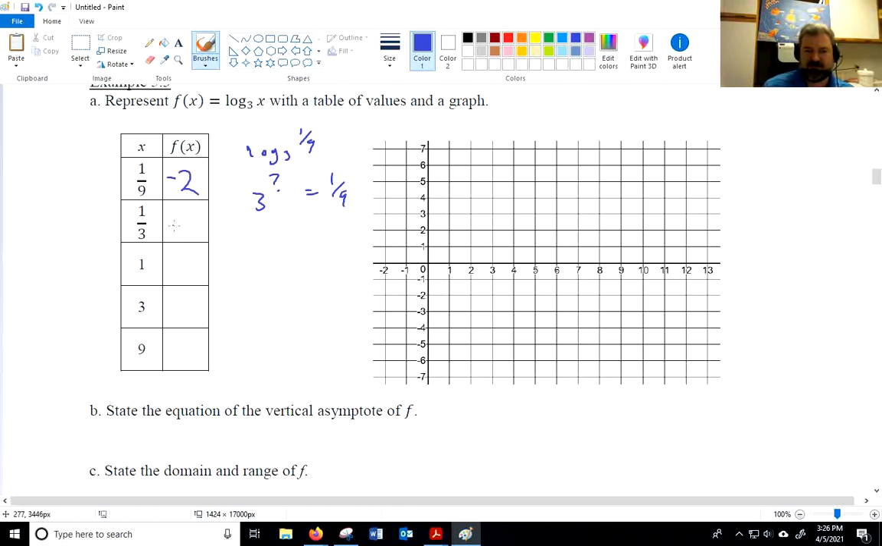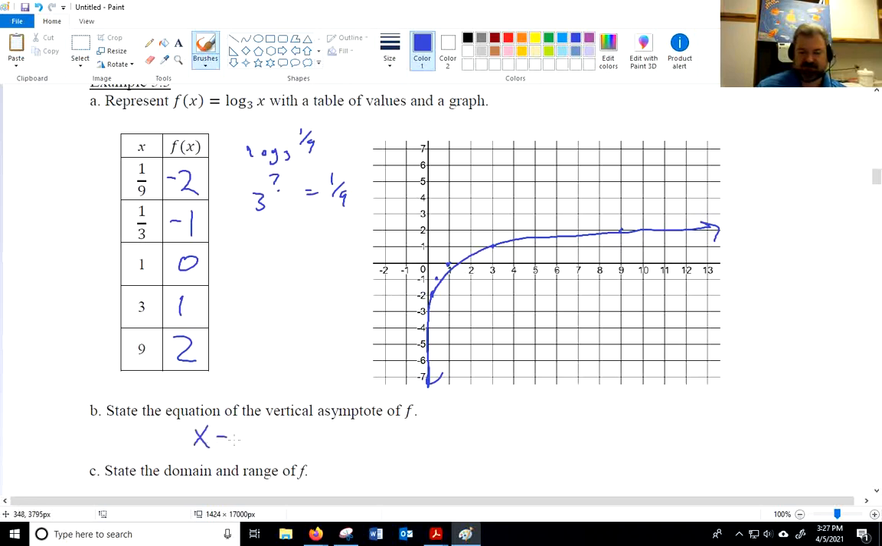Then 1/3, 3 to negative 1 is 1/3. 3 to the 0 is 1. Remember, the log of 1 is always 0. 3 to the first is 3, and 3 to the second is 9. And now we can plot these values. So 1/9 is at negative 2. 1/3 is at negative 1. 1, 0. 3, 1. 9, 2. And there we have it. It kind of just zooms down here. It goes straight down like that.